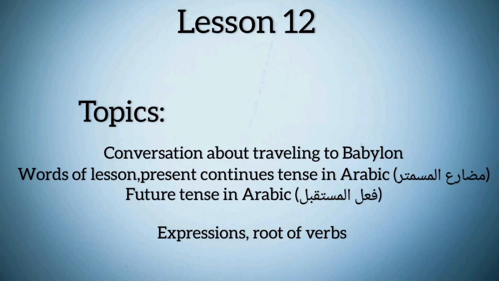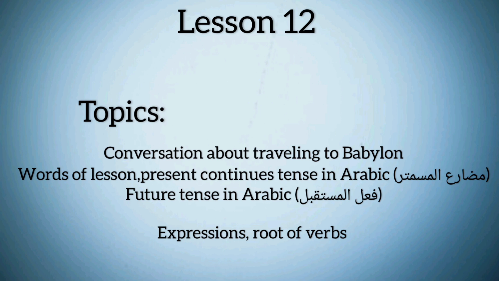Hello everybody, welcome to Zero to Hero in Arabic course. In previous part 1 of lesson 12, we had some spoken terms, conversation about traveling to Babylon. But in this part 2, we're gonna have some grammatical terms: present continuous in Arabic, مضارع المستمر, and future tense in Arabic, فعل المستقبل. And at the end of this lesson, we're gonna have some expressions and roots of verbs.